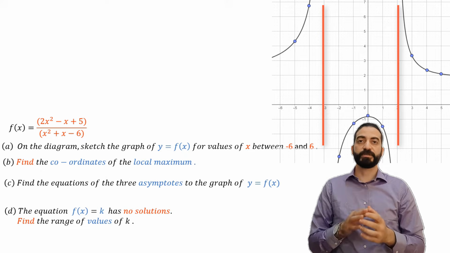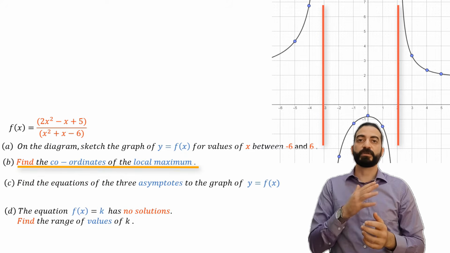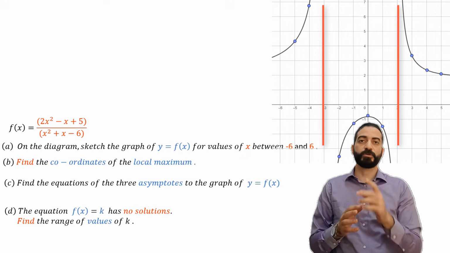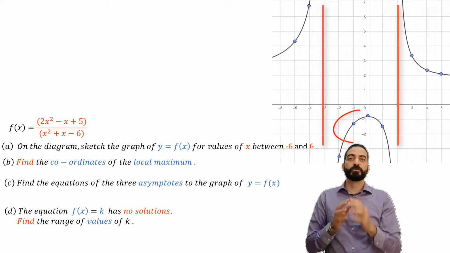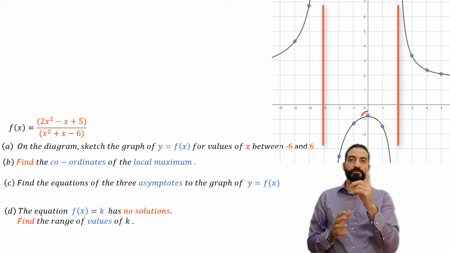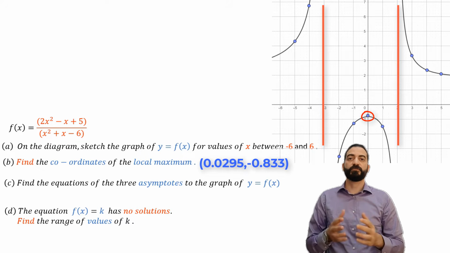We now move to part B. Find the coordinates of the local maximum. When he tells us the local maximum, we must look for this figure, and this figure exists only here. Now we take the coordinates for this point, and in this way we have obtained the coordinates of the local maximum.